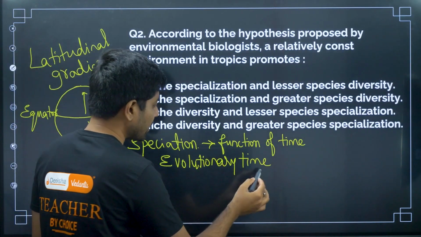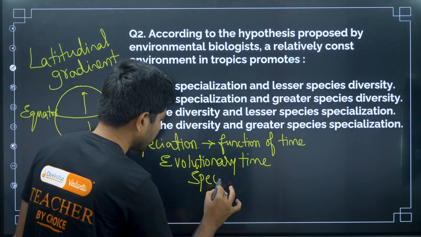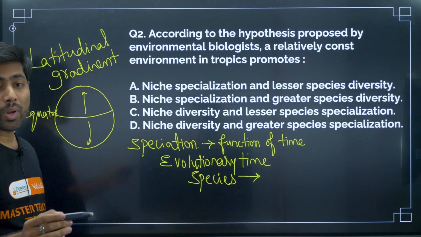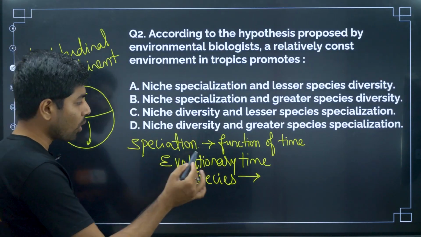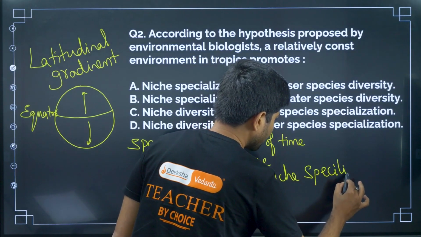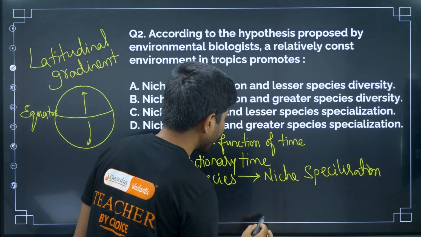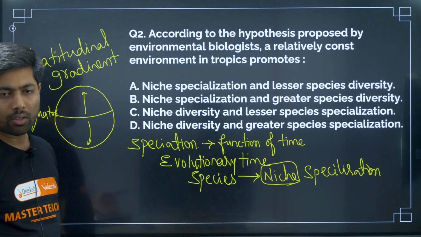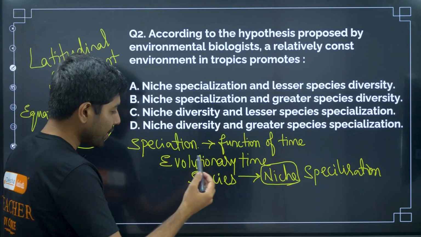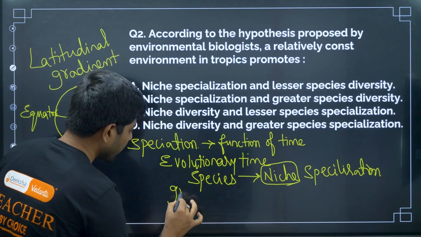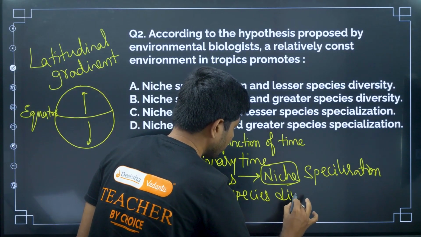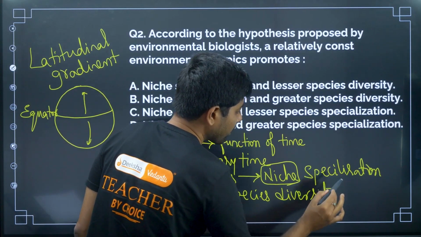Now new species are formed. Now what will these species do? They specialize because it's a constant environment, there is no change happening. Therefore they do niche specialization. Niche means its address: the food you eat, the place where you live, everything. They specialize, and this will also result in greater species diversity.